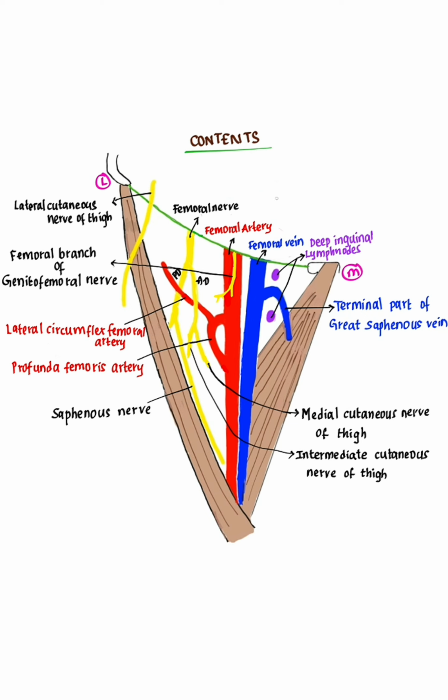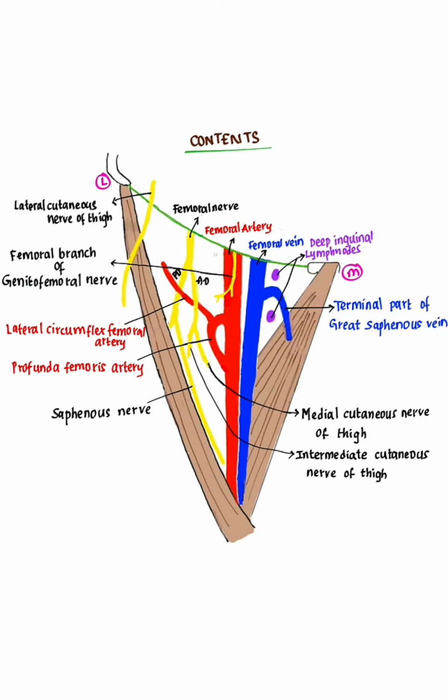Contents of femoral triangle. The main contents of femoral triangle are femoral artery and its branches, femoral vein and its tributaries, femoral nerve and its branches, lateral cutaneous nerve of thigh, deep inguinal lymph nodes. In addition to the above structures, it also contains fibrofatty tissue, femoral sheath, femoral branch of genitofemoral nerve. Now let's see each content in detail.